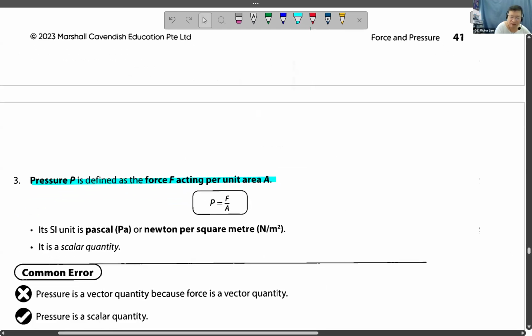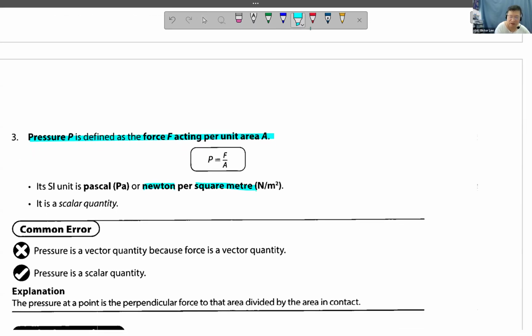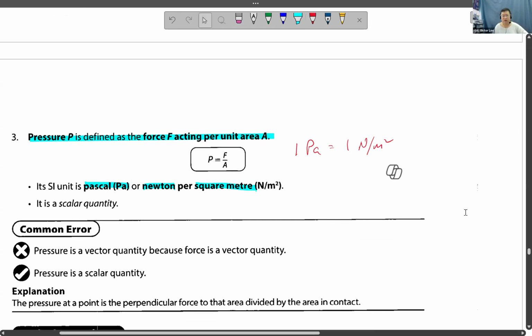And you must remember that the force is in Newton, and the area is in square meter. So Newton per square meter, or you can say Pascal. In simple, 1 Pascal equals 1 Newton per meter square. That's what they mean. These are equivalent. 1 Pascal is as good as 1 Newton acting on 1 square meter. It's the same thing. And there's no direction, a scalar quantity, a number only. There's no direction.